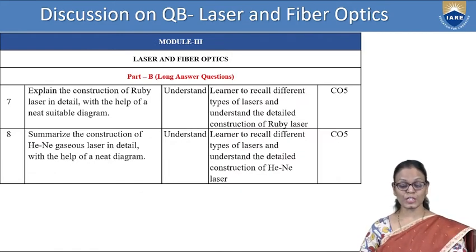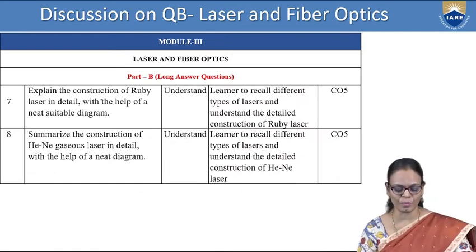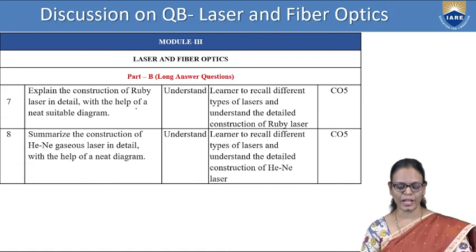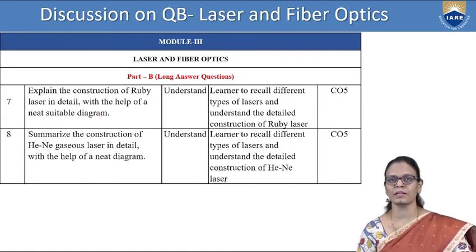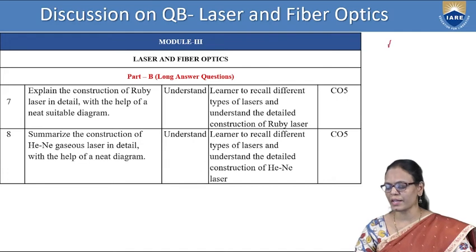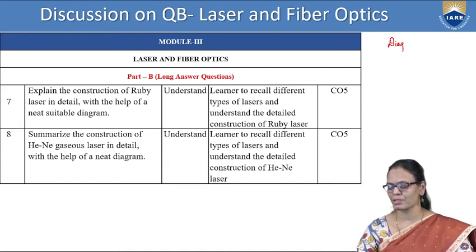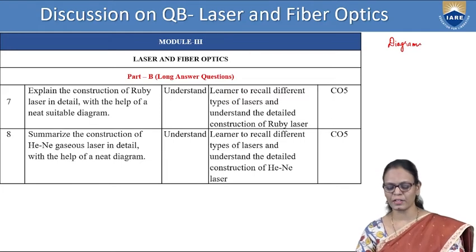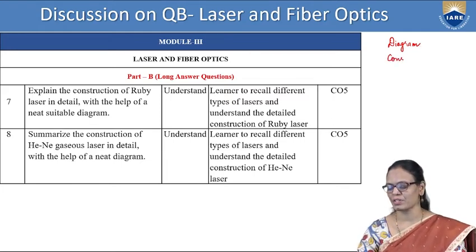Now the next one: explain the construction of ruby laser in detail with the help of a neat, suitable diagram. First thing is the diagram. The diagram will carry at least 2 marks. After drawing the diagram, you will have to explain the construction. Means each part you will have to label and explain its function. The function of each part.